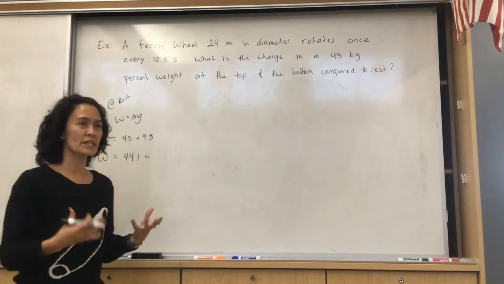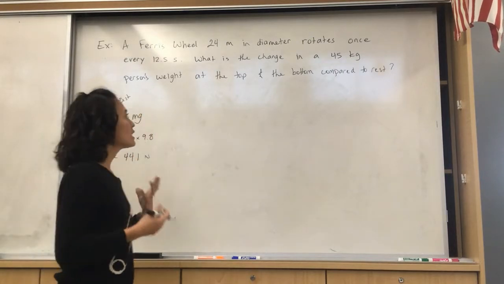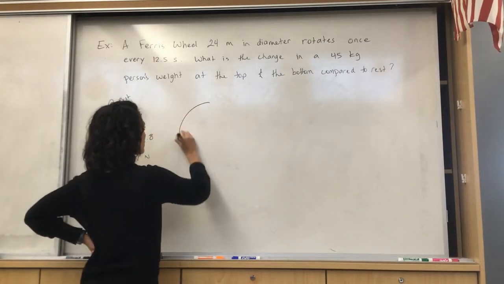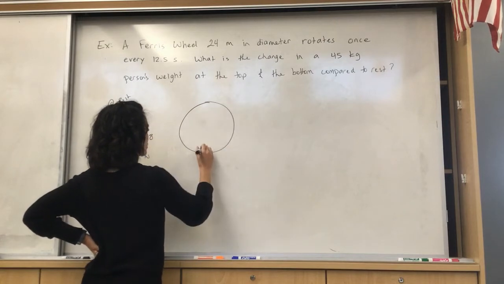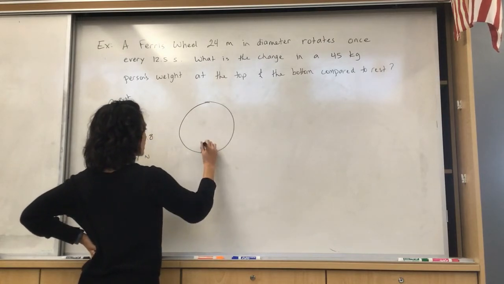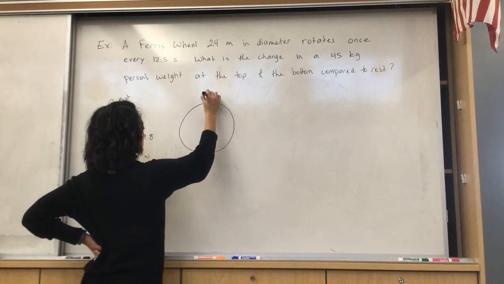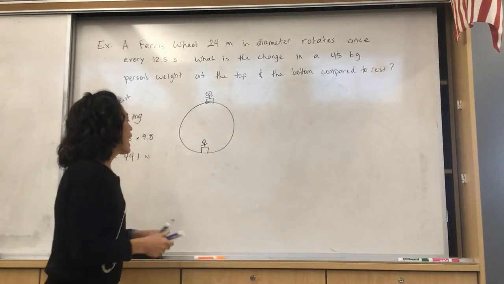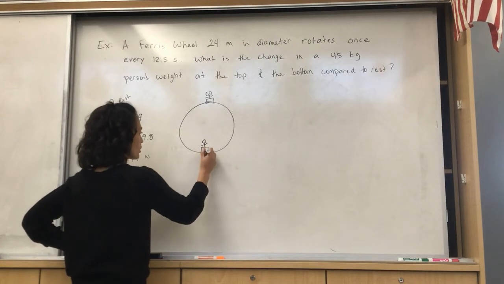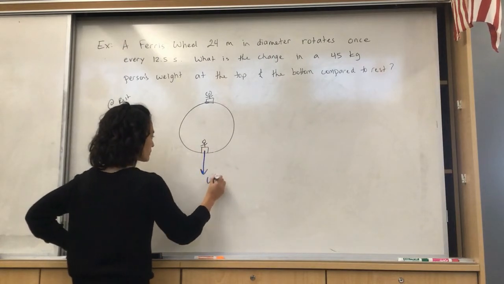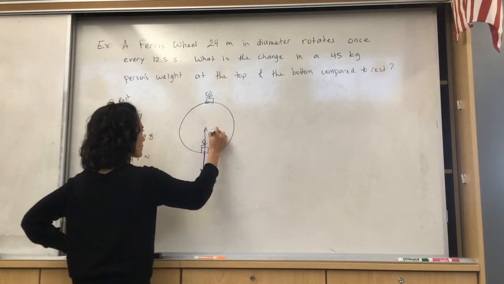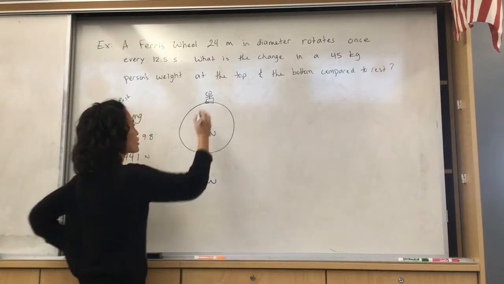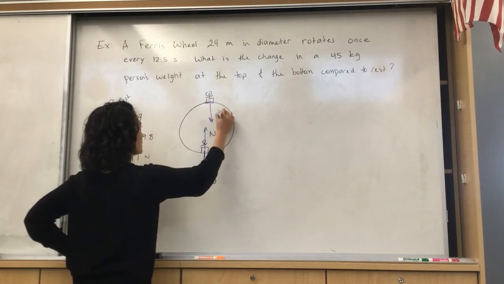Okay? So before we can think about figuring out what the normal force is, or what that apparent weight is, let's do a force diagram. So here's our Ferris wheel. And in our Ferris wheel, the person doesn't go upside down, right? They are right side up the entire time as they move around. So at the bottom of the Ferris wheel, you've got your weight and you've got normal force. And at the top of your Ferris wheel, you actually have weight and normal force.